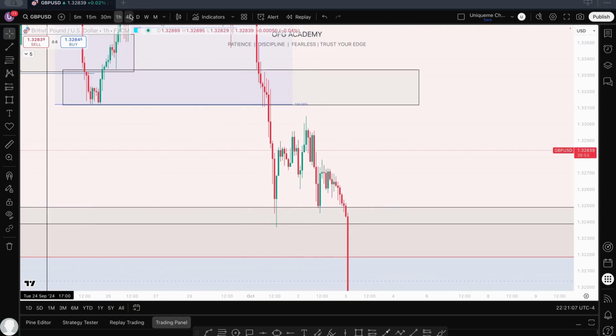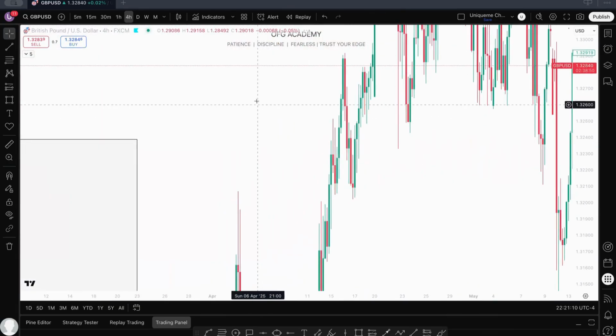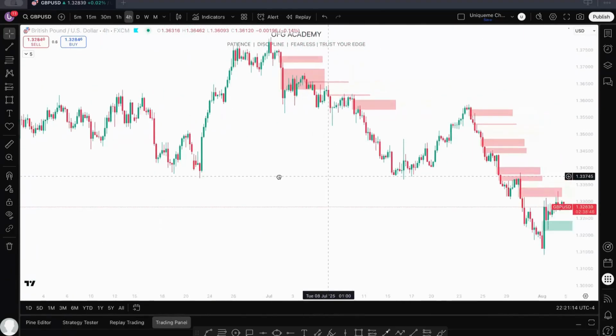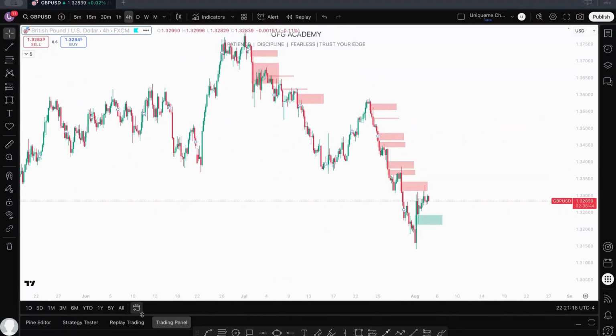Now that zone that we marked from where? From 4 hours. Let me delete that, right, and take something closer. I want to show you how simple this can be.